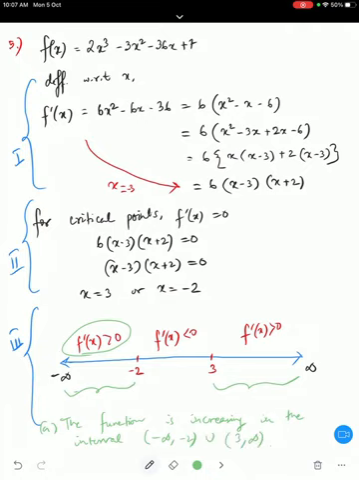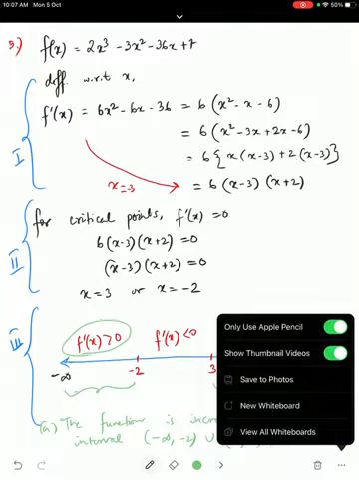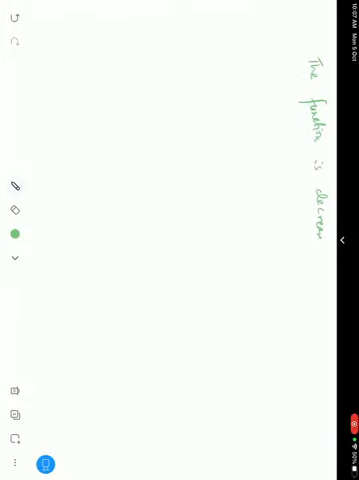Okay, everyone clear? Now the next one will be what? The function is decreasing in the interval minus 2 to 3. The function is decreasing in the interval. What is the interval? Minus 2 to 3. I hope it's clear.